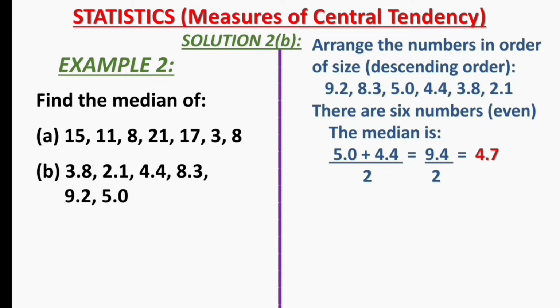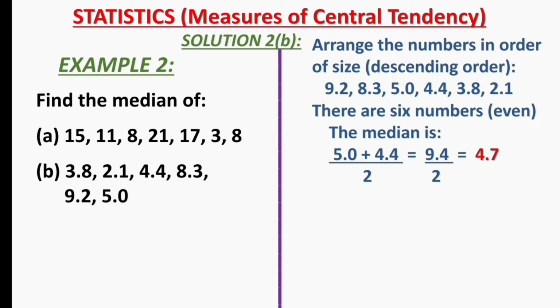There are 6 numbers in this question 2B, an even number entry. Because we have an even number entry here, we are going to have 2 numbers at the middle of the data set. So the median is going to be the mean of the 2 numbers at the middle of the data set. These 2 numbers are 5.0 and 4.4.